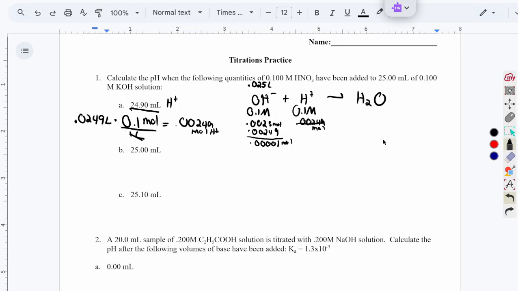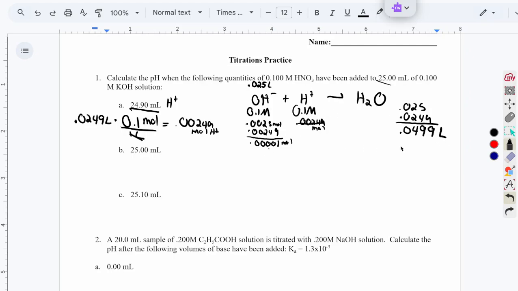So if I need the pH, I need either the H plus concentration or the OH minus concentration. So let's see if we can get the concentration of this one. We need volume, right? We've got moles. What is my volume? Well, I have my original 0.025 liters and my new 0.0249 liters right there. We add those together. We're going to get 0.0499 liters.